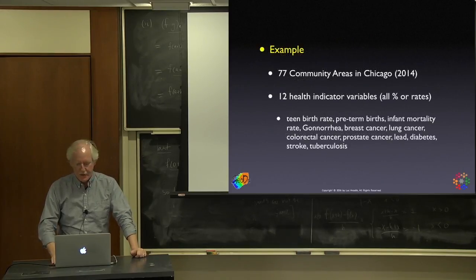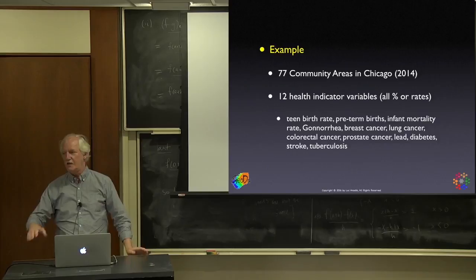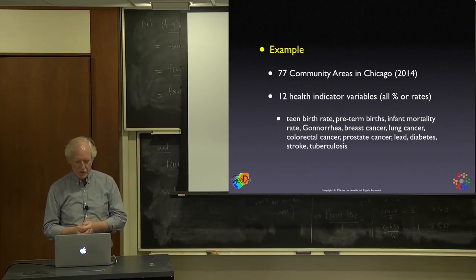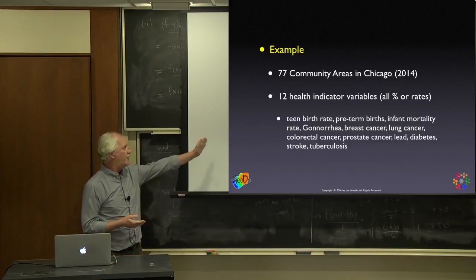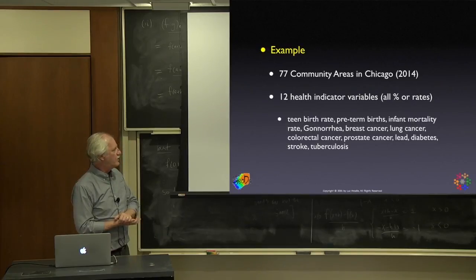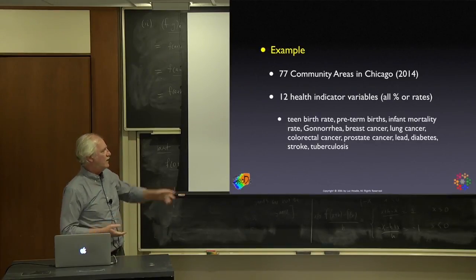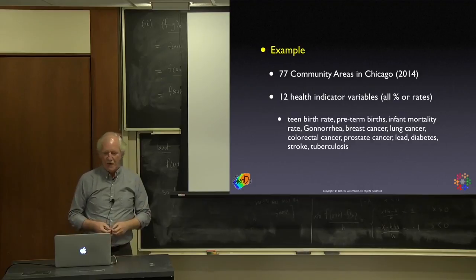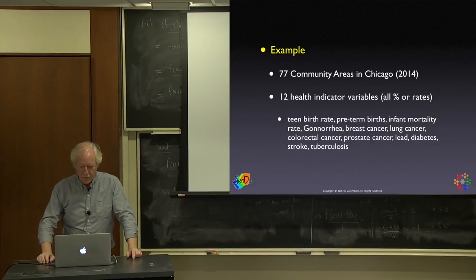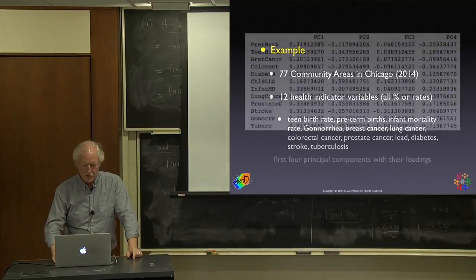I mentioned I take these 77 community areas. I did that because it's 77. That's a small number. That's easy to do. And I have a whole bunch of health indicators. Actually, Marinia put this together for a project that she's doing. So you have all kinds of bad stuff, right? Infant mortality, different kinds of cancers, stroke, heart disease, all kinds of stuff.